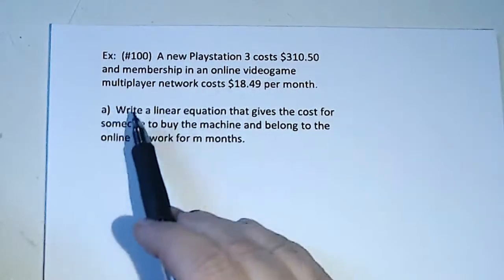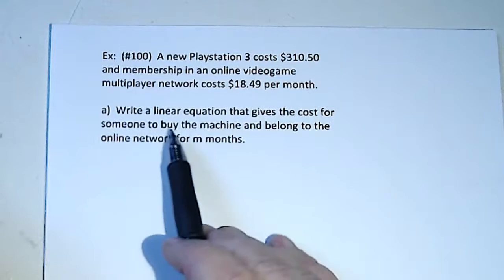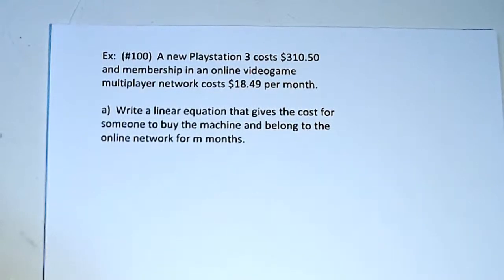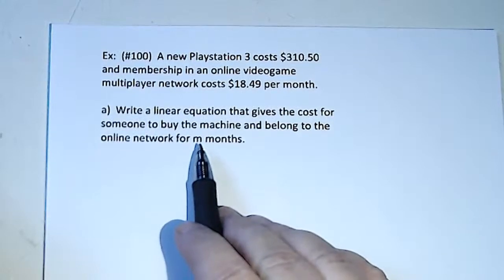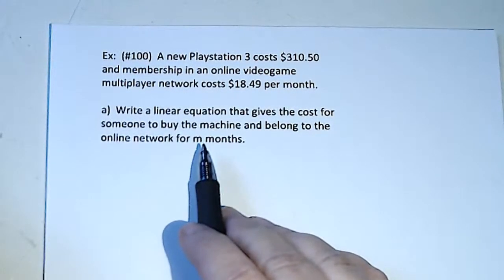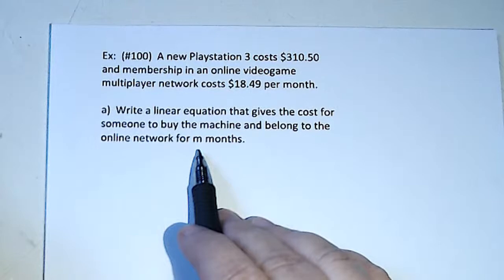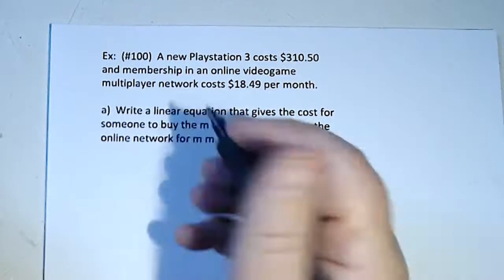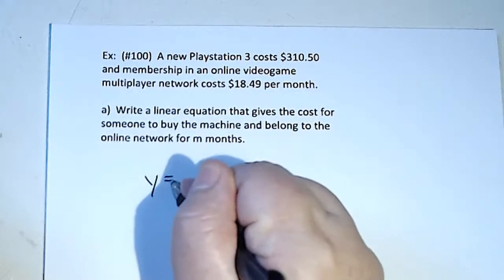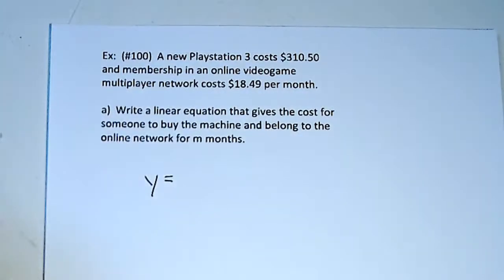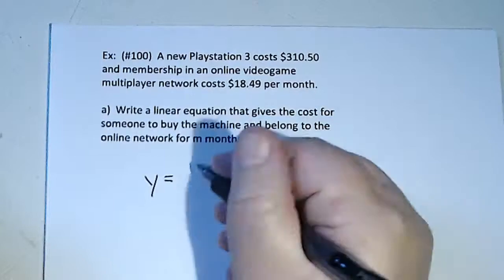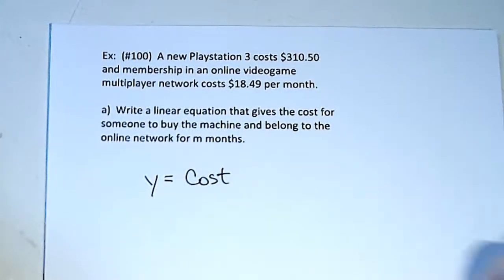So write a linear equation that gives the cost for someone to buy the machine and belong to the online network for M months. Notice that in this problem, we're being told to use M and not X. It doesn't tell me what to do for Y, so I'm just going to go ahead and use Y. You could use anything. If it doesn't tell you what to set it as, you could set anything you want. So I'm going to say Y is going to stand for cost. You could just as easily say C.